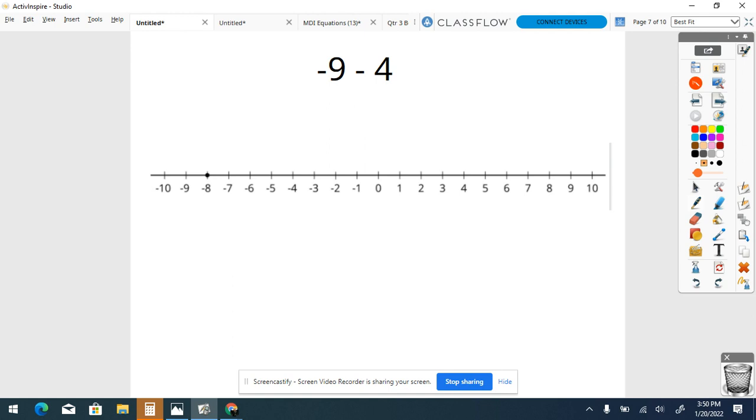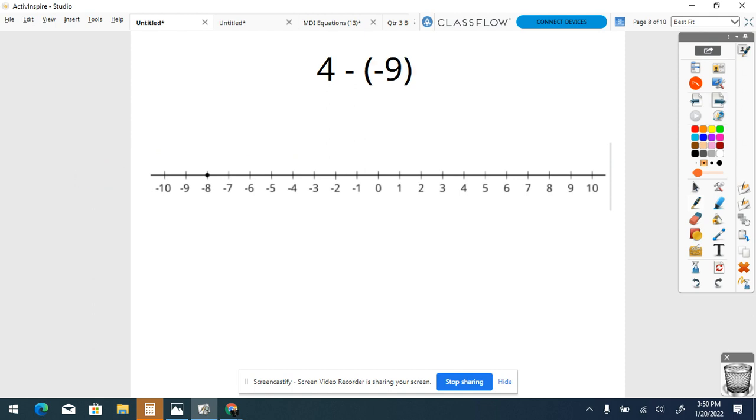All right, so negative 9 is my first number. So my arrow points to negative 9. And then minus 4. I'm taking away 4. I'm taking away 4 positives, which means my life's going to get worse, or it's going to go down. So I take away my 4 positives, 1, 2, 3, 4, and I end up at negative 13.